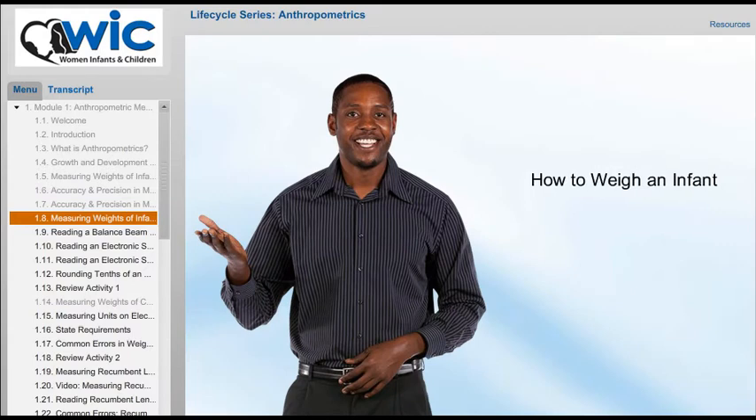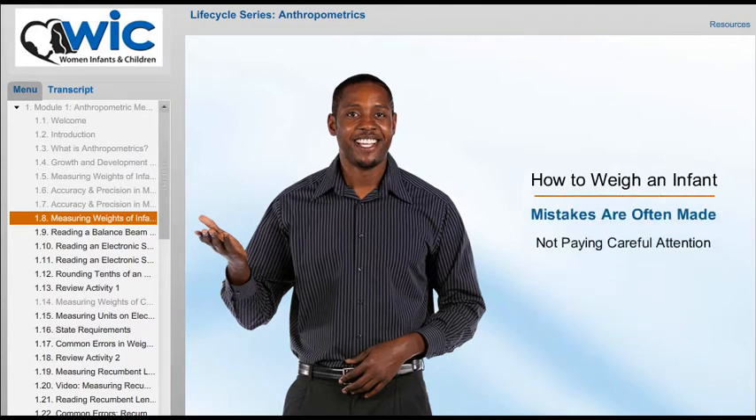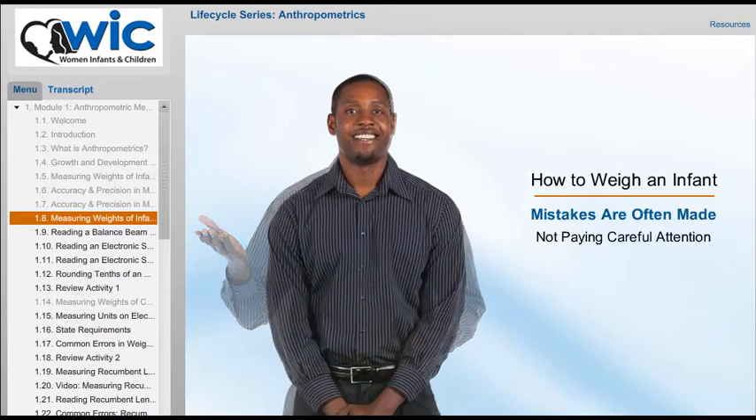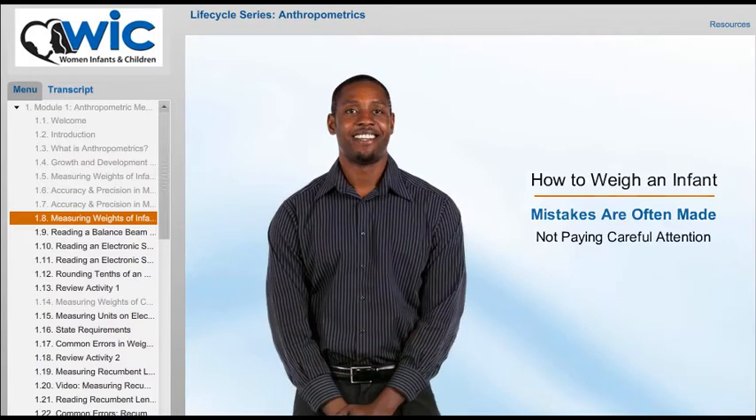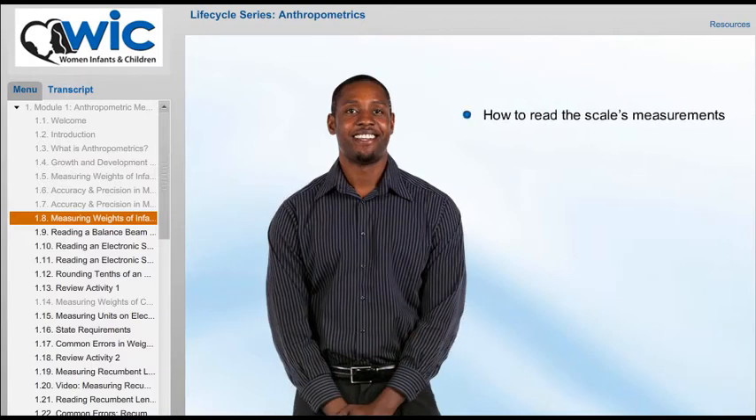And as easy as weighing an infant might seem, mistakes are often made because of not paying careful attention to detail, such as if the child's arms or legs are hanging outside the scale, or if you're trying to rush through it because the child is fussy, moving, or crying. Errors in measurement can be avoided, and that's what you're here to learn. After watching the videos, we'll go over how to read the scale's measurements, as well as how to round off measurements so you can properly enter them into the WIC computer system.